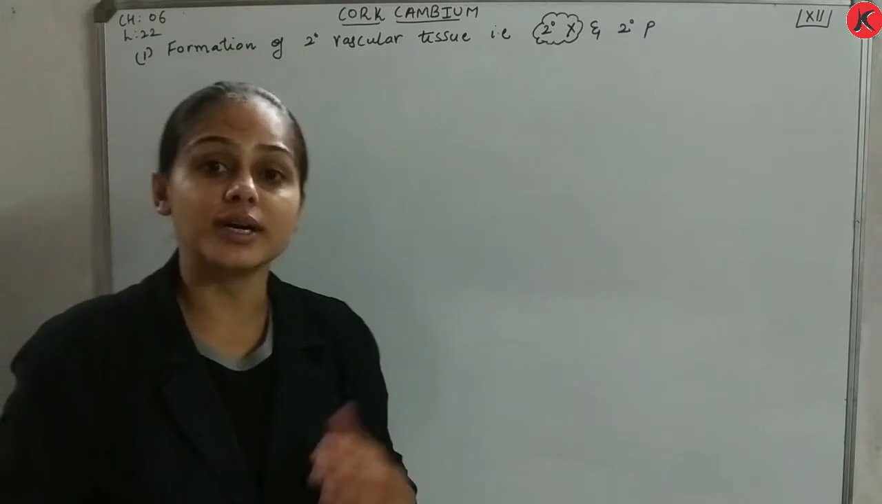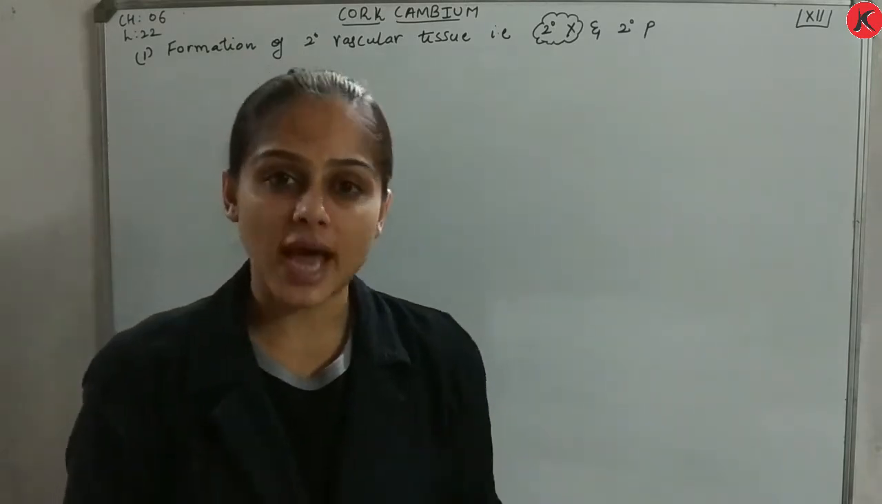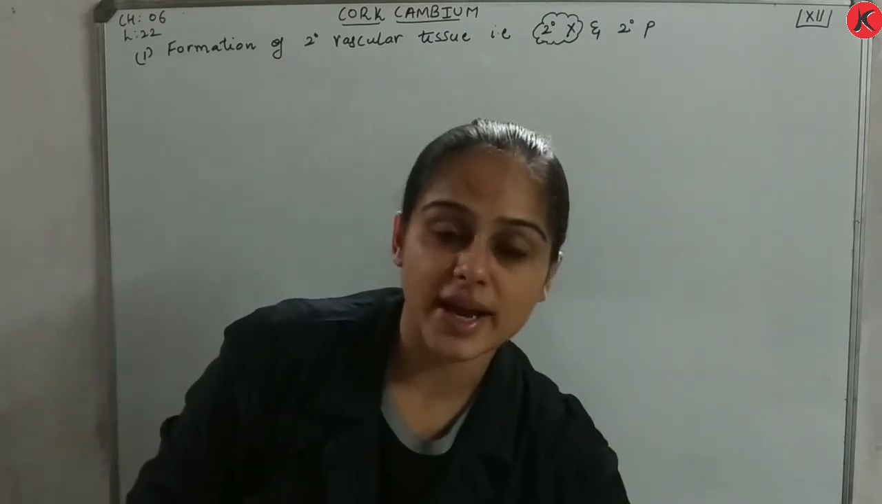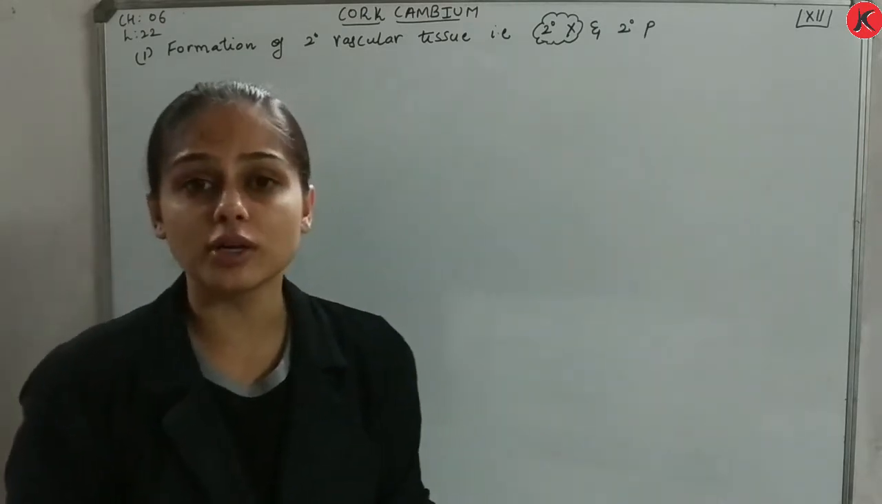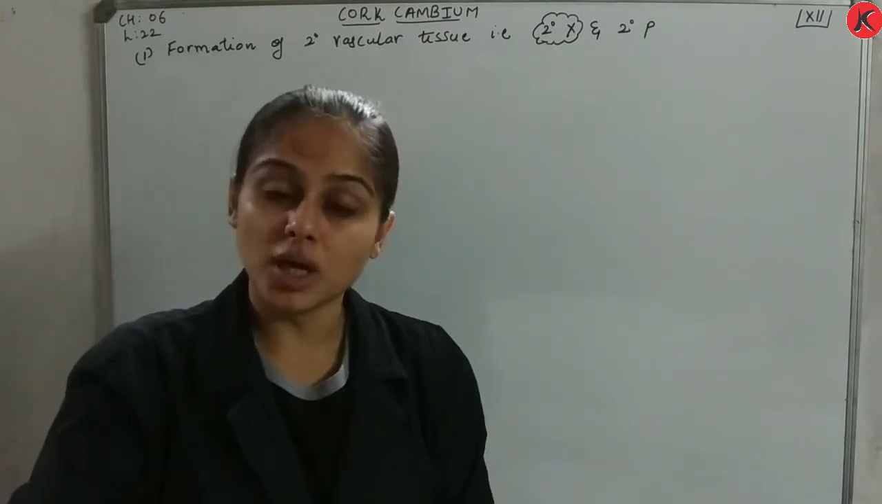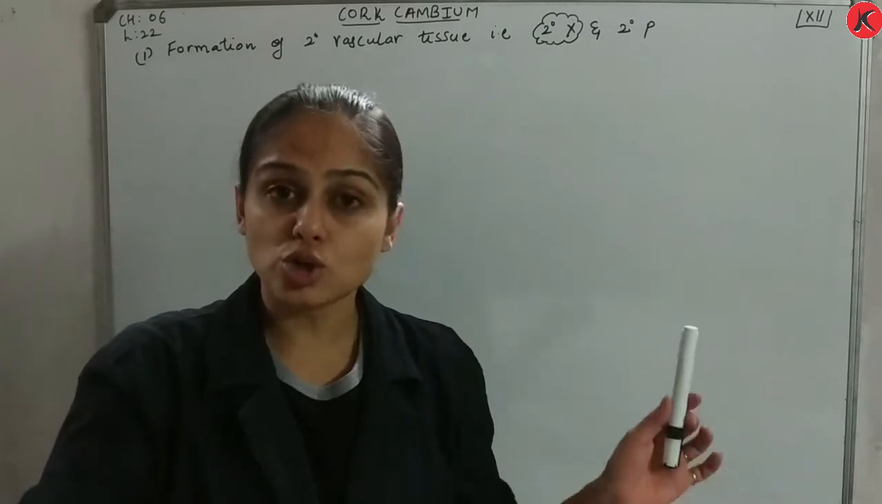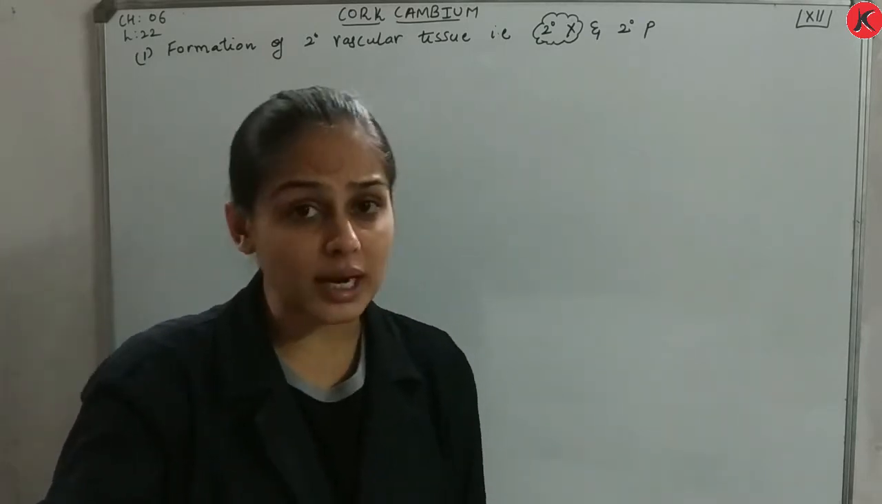Then we have discussed the types of wood, hardwood, sapwood, right? Then we have also discussed softwood, right? All these things we have done. Am I clear? So I hope you understood this really very well.